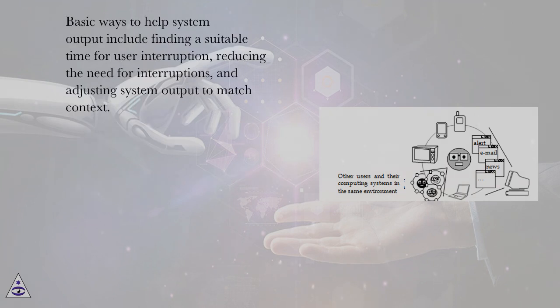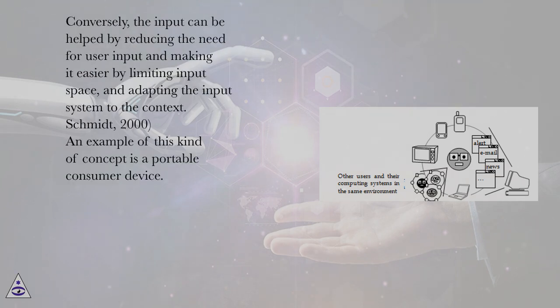Basic ways to help system output include finding a suitable time for user interruption, reducing the need for interruptions, and adjusting system output to match context. Conversely, the input can be helped by reducing the need for user input and making it easier by limiting input space, and adapting the input system to the context. Schmidt, 2000. An example of this kind of concept is a portable consumer device.